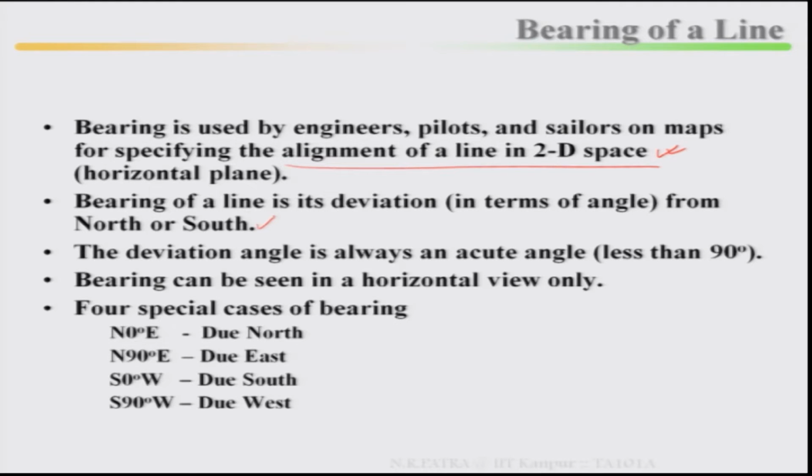4 special cases of bearing. Now look at N 0 degree E, it is due north; N 90 degree E, it is due east; S 0 degree W, due south; S 90 degree W, due west.